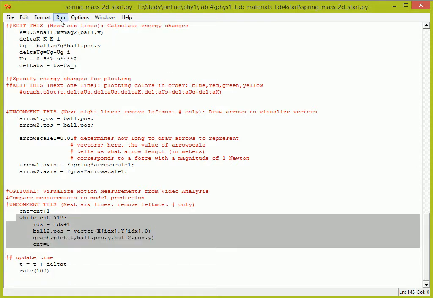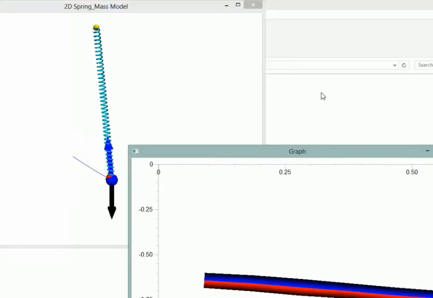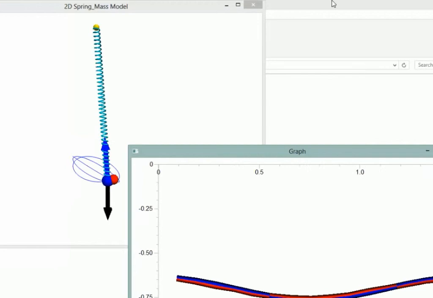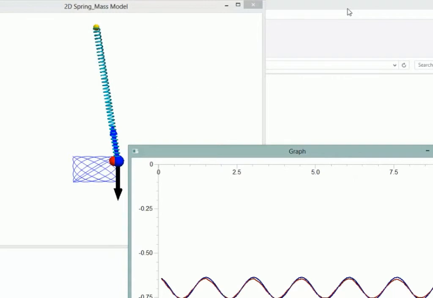Now let's run the program and see what happens. Here's what happens. The blue ball represents the modeled motion, and the red ball represents the CSV data that was extracted from Tracker. We see that the two balls are moving in the same trajectory. But if we look at the graphs, we see that they're not the same. The reason this happens is that in the real world, air resistance takes place, but in this model, we neglected it.